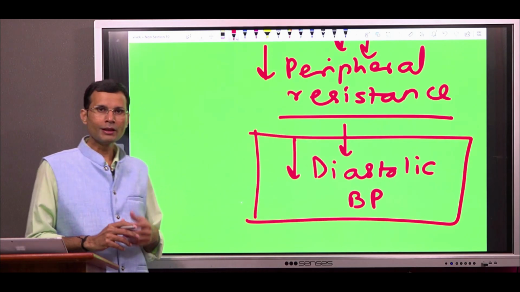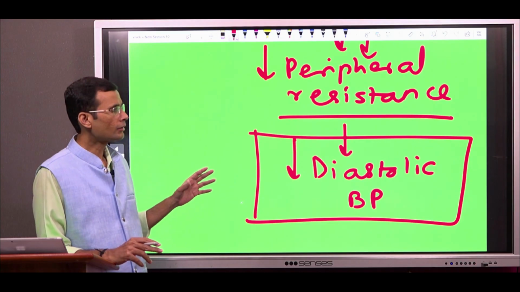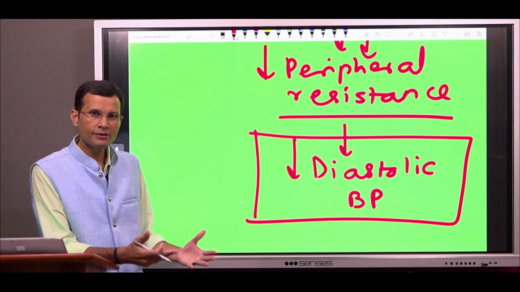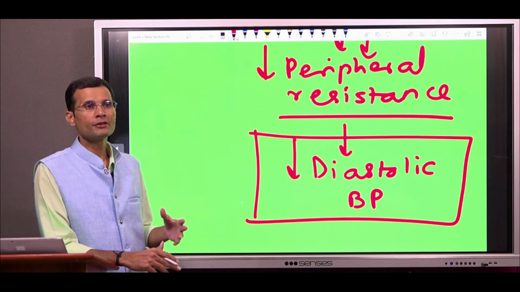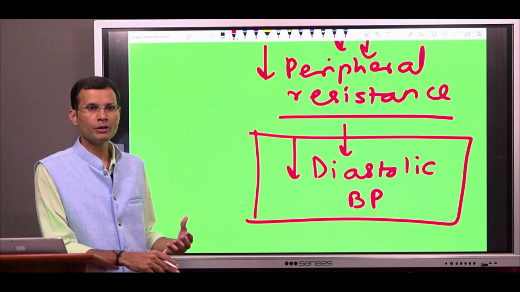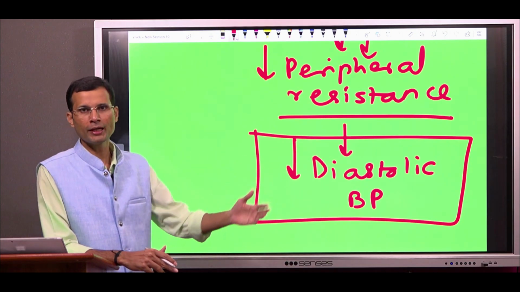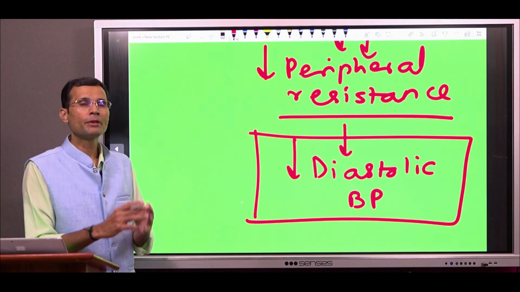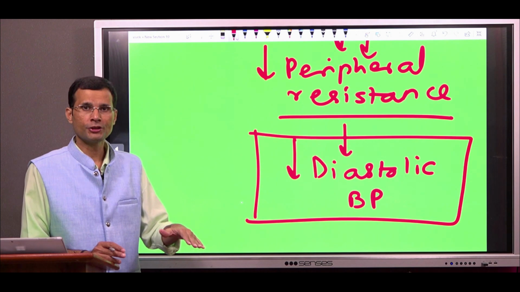Now, the clinical application of this is that, therefore, these exercises are advised in hypertensive individuals. Hypertensives are asked to perform such aerobic exercises, low intensity repetitive types of contractions or exercises, because hypertension is mainly labeled on the basis of diastolic blood pressure.